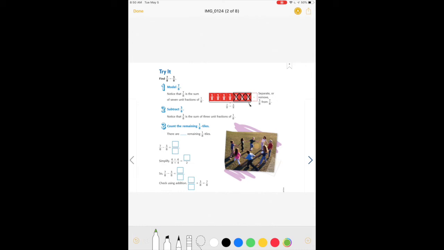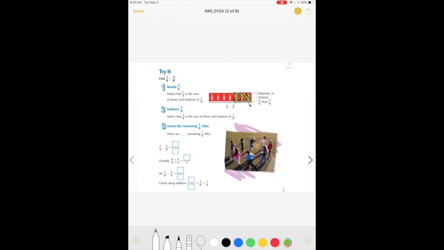The numerator tells us how many pieces we color in, while the denominator tells us how many pieces there are overall. Notice that 7/8 is the sum of 7 unit fractions of 1/8. So if you took 1/8 and added it 7 times, you would get 7/8. Now for step 2, we need to subtract 3/8. So we're going to cross out 3 of our fraction blocks, or our fraction tiles. Notice that 3/8 is the sum of 3 unit fractions of 1/8. So 3/8 is equal to 1/8 plus 1/8 plus 1/8.